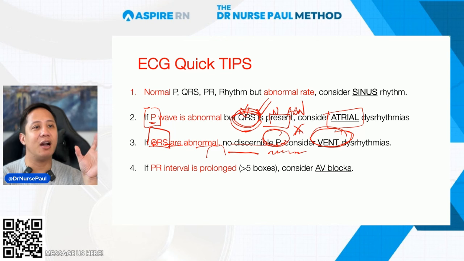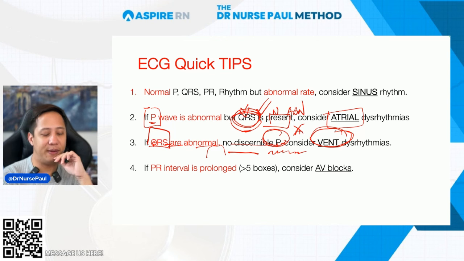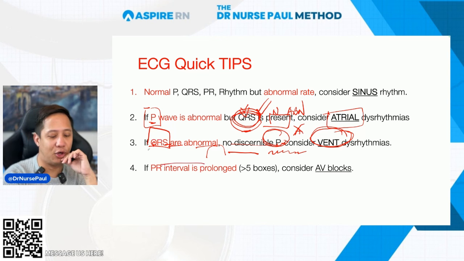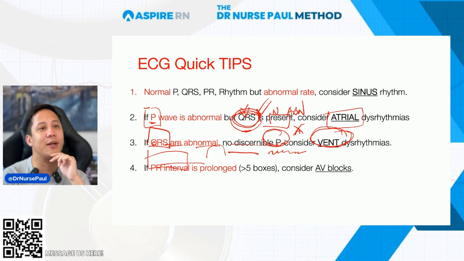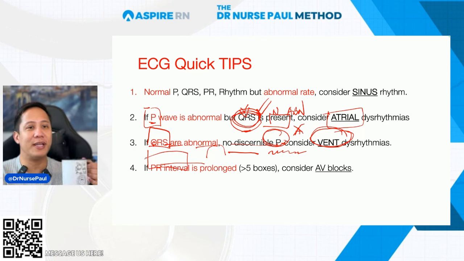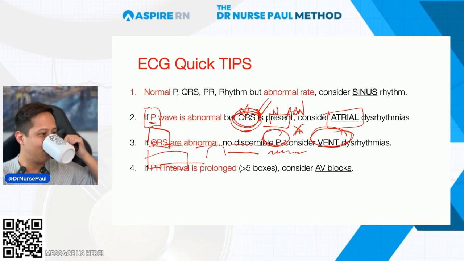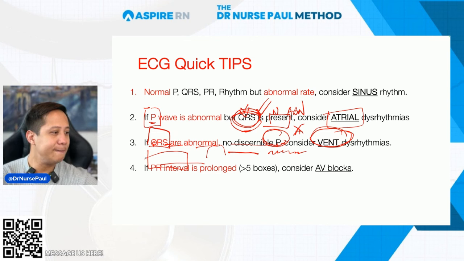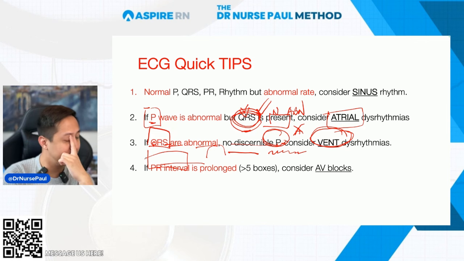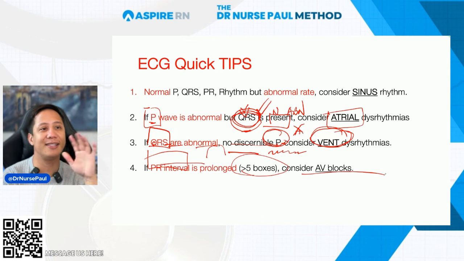Now the last tip. If the PR is prolonged, what is the normal PR interval again? Give me in terms of numbers of boxes. It's 0.12 to 0.20 seconds or 120 to 200 milliseconds. But what is it? 3 to 5 boxes. If more than 5 boxes, consider AV blocks. That's it. Only four things to remember.